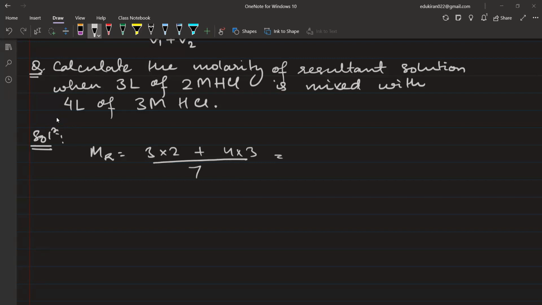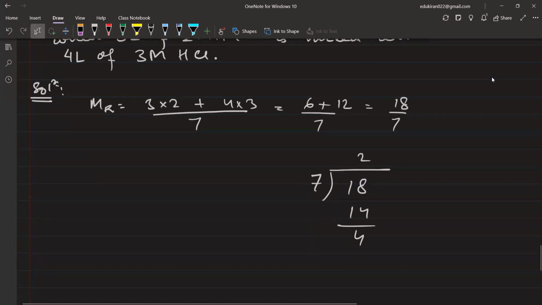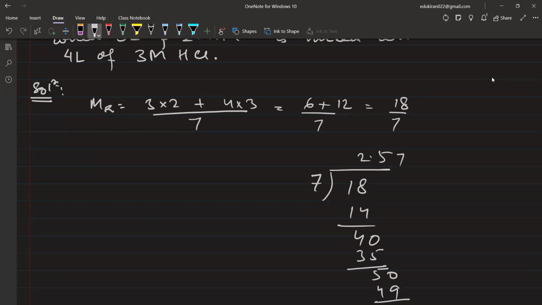7. Why are you taking so much time for this? 3 into 2 is 6, plus 4 into 3 is 12, divided by 7. 12 plus 6 is equal to 18. 18 by 7. 18 by 7 divided will take time. 7 twos are 14. Put a decimal point, a 0. Then 5 sevens are 35. 5 0 will come here and then 7 sevens are 49. So 2.57. It should not take even 1 minute.